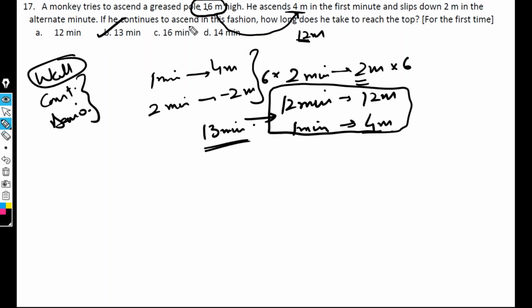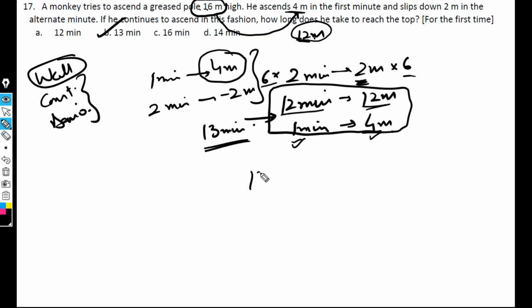Is it clear, everyone? Please keep in mind, whenever there is a case of addition and subtraction, you need to subtract the value which is getting added out of the total. So the result is 12. Now divide this 12 by 2 as per the pattern. So 12 by 2 is 6, multiplying both sides by 6. So in 12 minutes, 12 meter of the job is done. Now leftover is another 4 meter, so in the next 1 minute, it will be done.